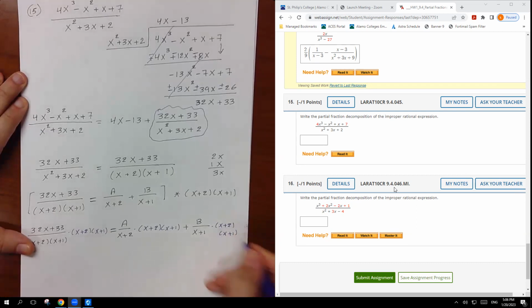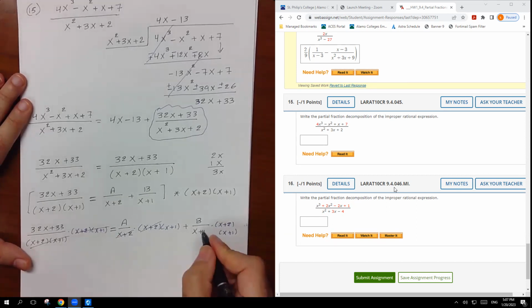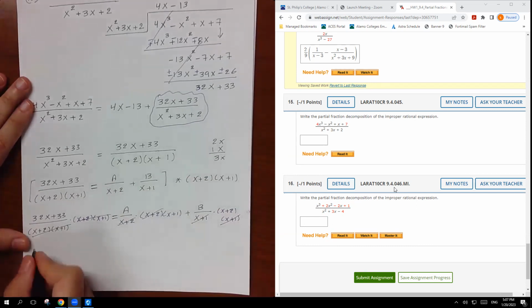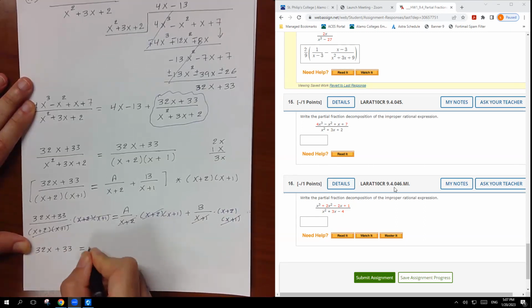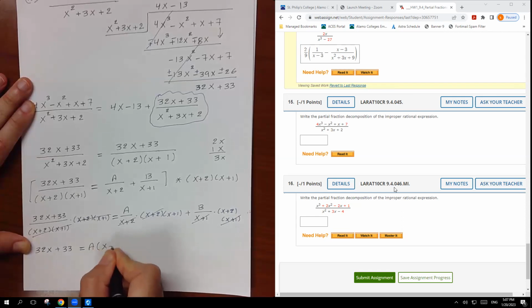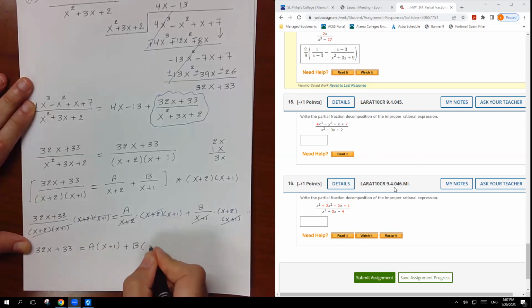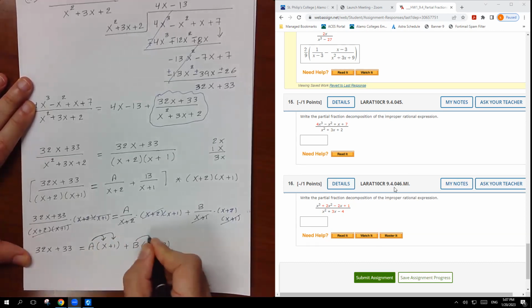Now cancel these with these. Cancel x plus 2 with x plus 2, x plus 1 with x plus 1. Let's write down what's the leftover. Here what's left is 32x plus 33 is going to be equal to A times x plus 1 plus B times x plus 2. Now, next step, I'm going to distribute the A here and distribute the B here.